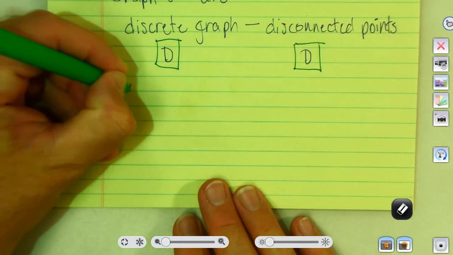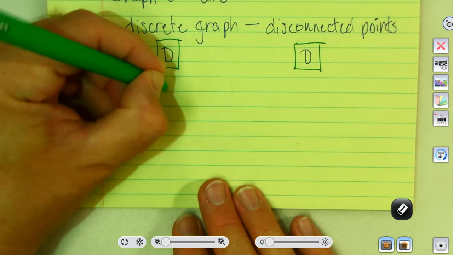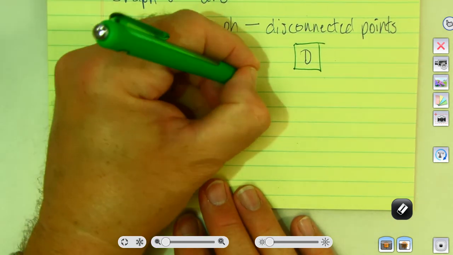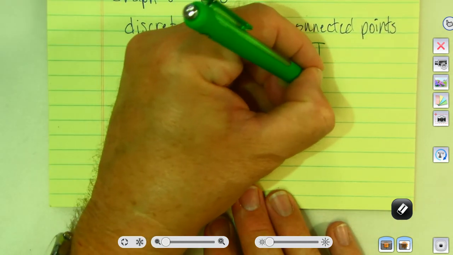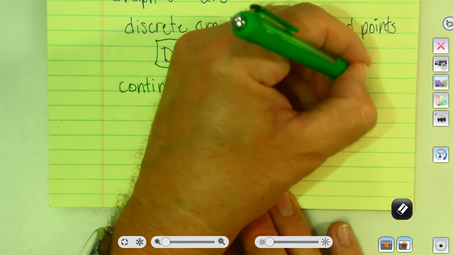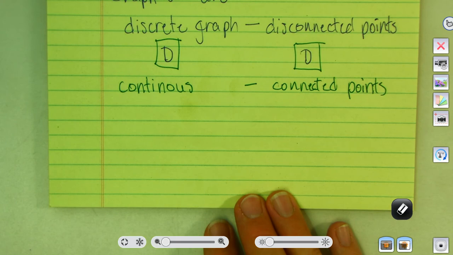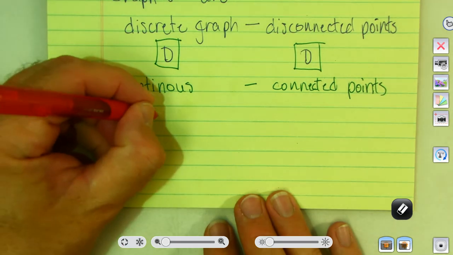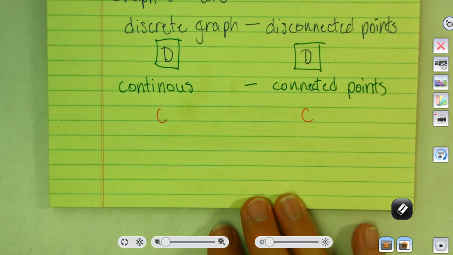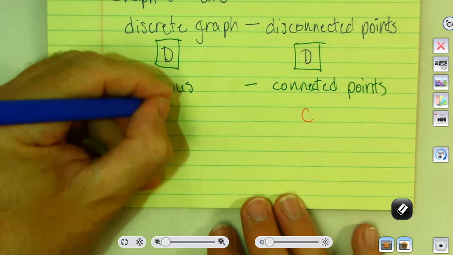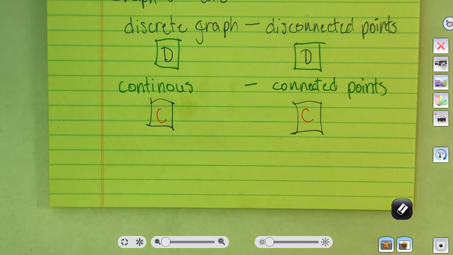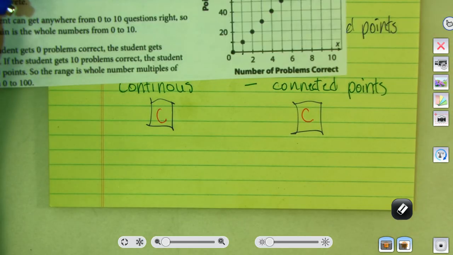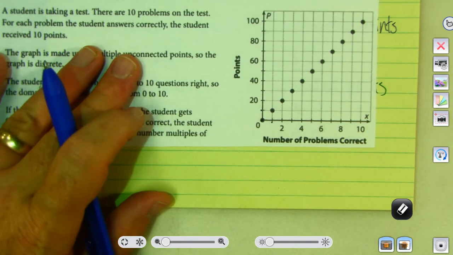And then a continuous graph is made up of connected points. And for that, I think about the C for continuous, C connected. So if that helps you remember the difference, then by all means, use it. So this graph of these test problems, this is definitely a discrete graph.